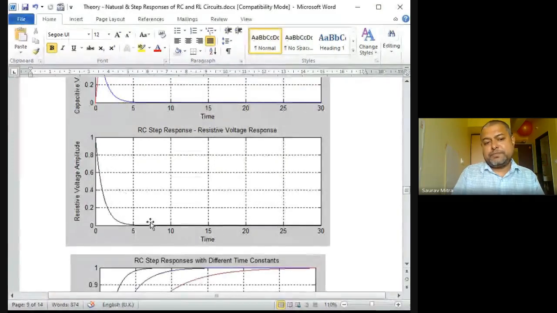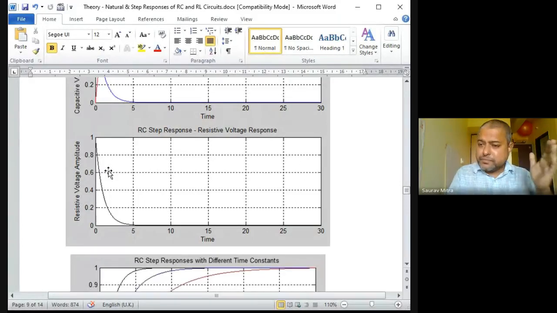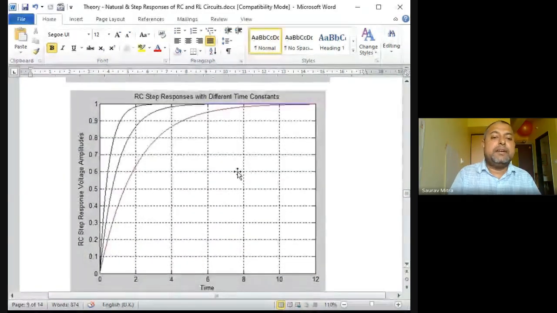the resistive voltage response will be the same as the voltage or current in the circuit. As current is reducing, resistive voltage also will be reducing. So this black and this blue will have the same fall, because this fall is nothing but the fall of IC or IR, and VR is equal to R into IR. So whatever is the gradient of IR, that will be the same as the gradient of VR.